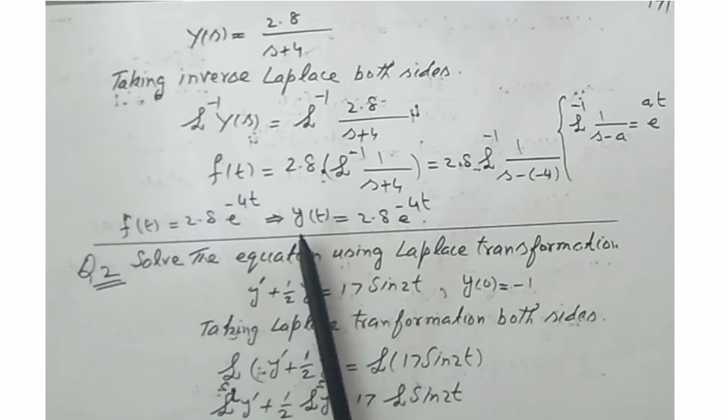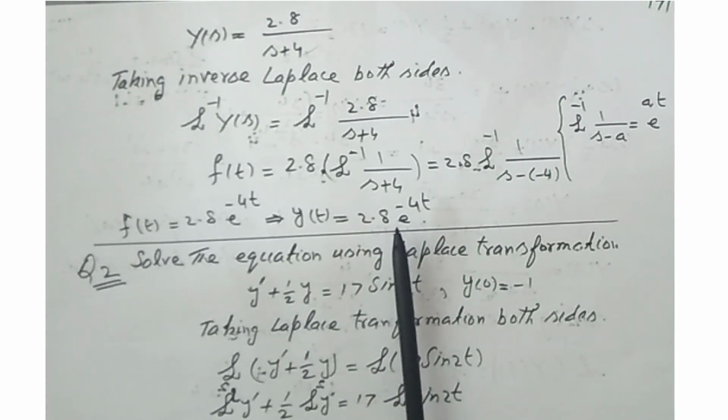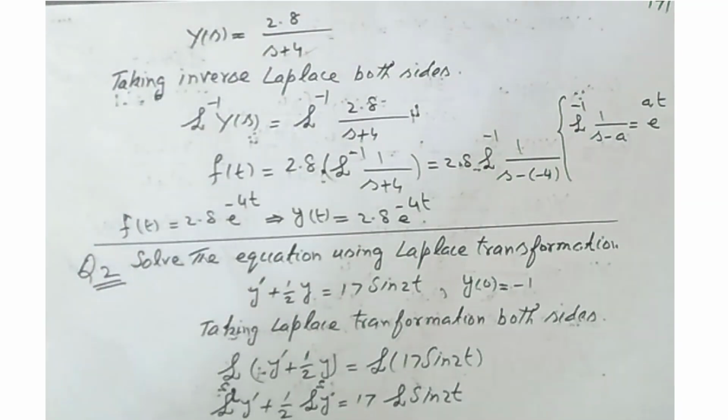So this is the method to solve a differential equation having initial and boundary value problems by using Laplace and inverse Laplace transformation. First we take Laplace and then we take inverse Laplace. And ultimately we get the result y(t), that is the output of the given function.